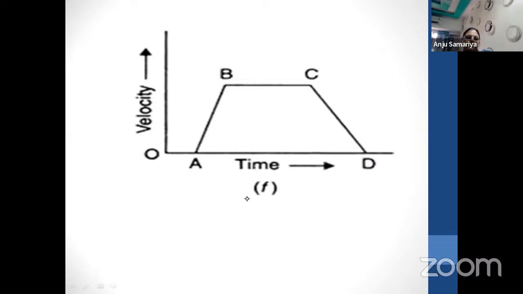With the displacement as the area of this figure. So if I say AO equals, let's say, 20 seconds, and let us say BC equals 12 seconds, and this perpendicular, let us say the final velocity achieved is, let's say, 25 meters per second. So now what will be the displacement?